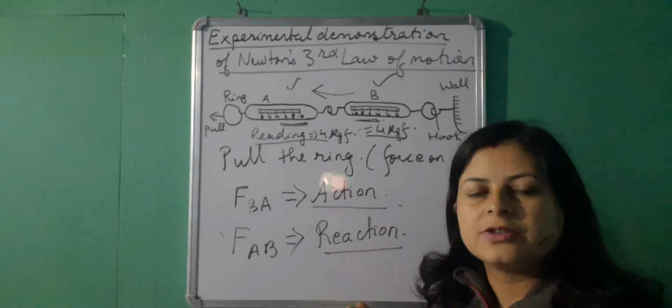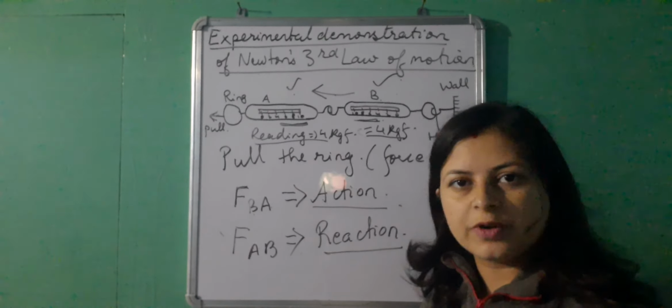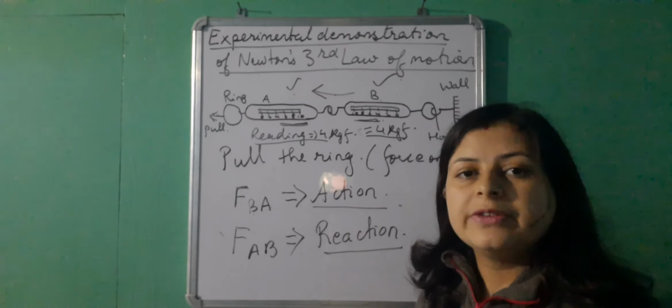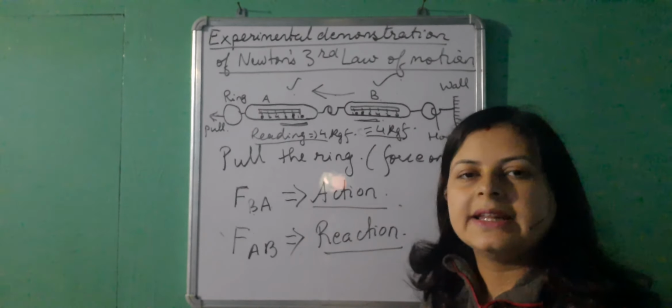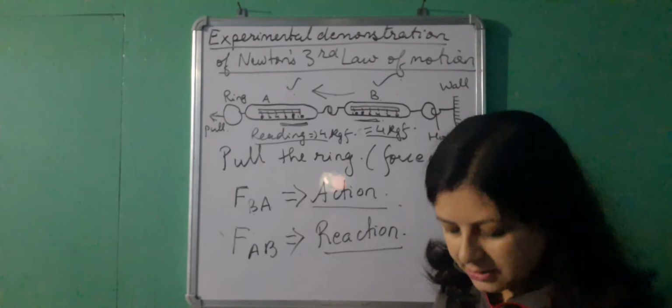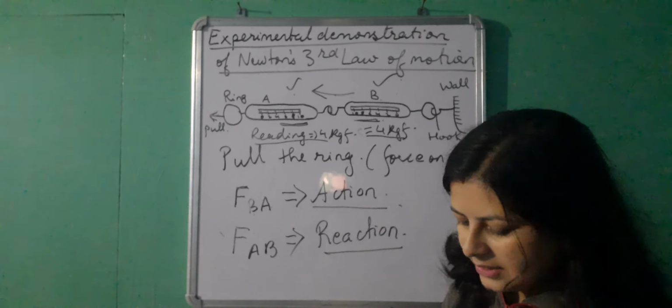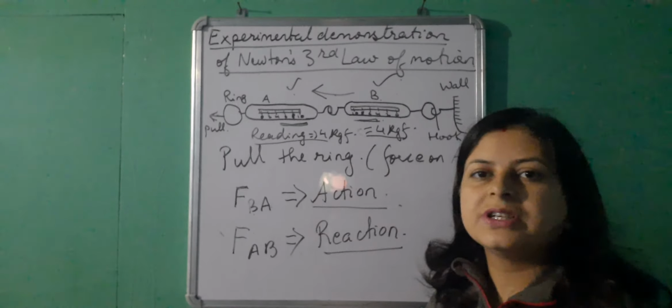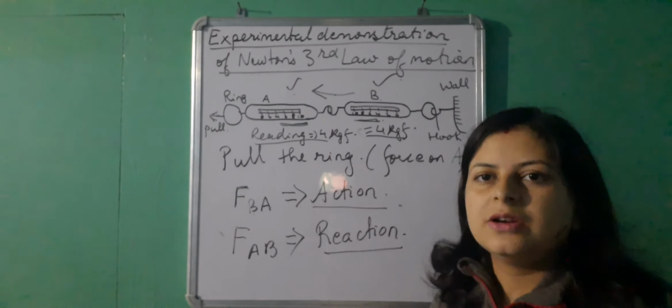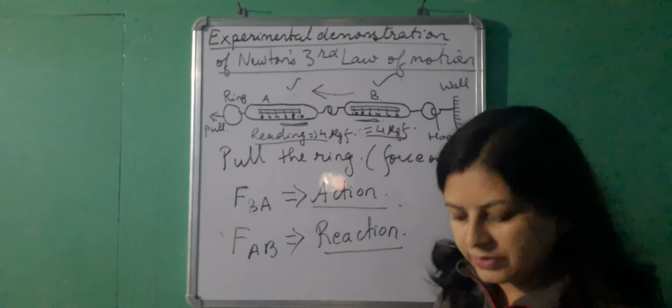All right. Then we learned what action and reaction are, what are the characteristics, properties. We learned that action reaction is a pair of forces. Then they act on two different objects. They are equal in magnitude but opposite in directions. They act simultaneously on two different bodies. Then lastly, we did the experimental demonstration of Newton's third law of motion taking two spring balances, where Newton's third law could be proved. All right.